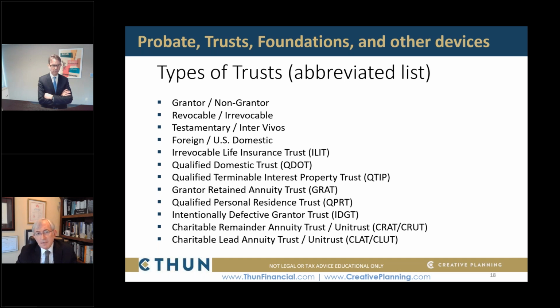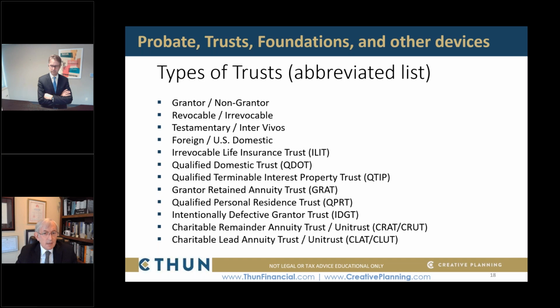Very common in the US are revocable life insurance trusts. These can sometimes be useful outside of the United States. They can also be very difficult to undo. They are irrevocable by definition.